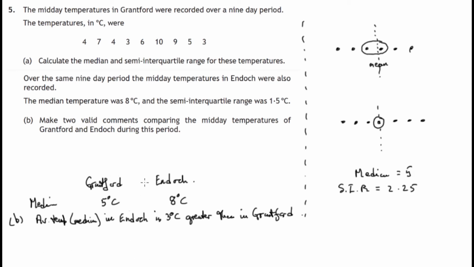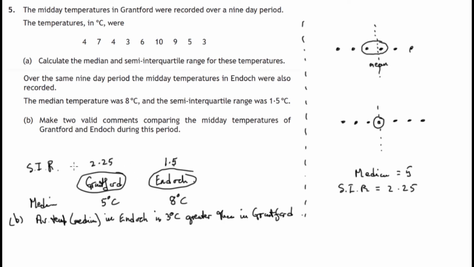So now let's have a look at the semi-interquartile range, and the one we've calculated for Grantford. This is the semi-interquartile range. For Grantford we have 2.25, and for Endoch we're told it was 1.5. So we can see that the Endoch semi-interquartile range is less than the semi-interquartile range for Grantford.